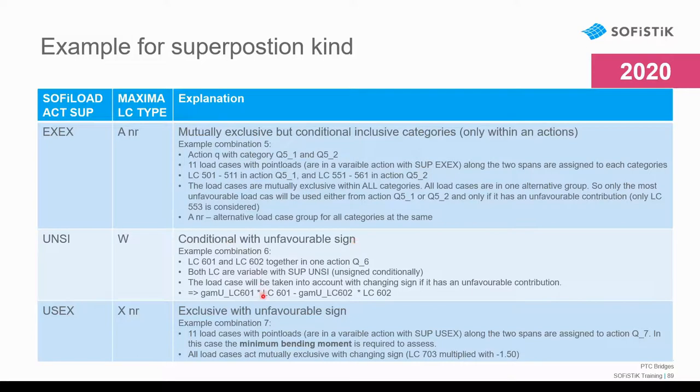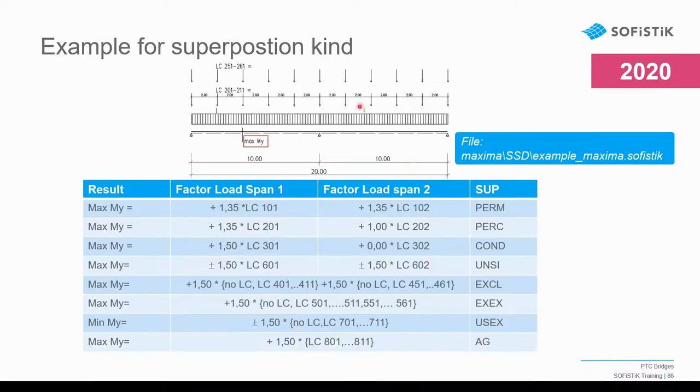So as you can see, ANSI is also a conditional type with unfavorable signs. In this case, the software will take load case 601 and multiply it with the unfavorable factor. The software will also take load case 602 and multiply it with the unfavorable safety factor, but to get the maximum MY bending moment in the cross section, the software will deduct the second value from the first one. So the effects from load case 602 will be considered, but with the negative safety factor being equal to 1.5.